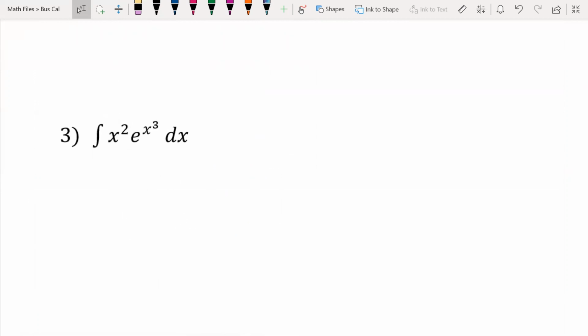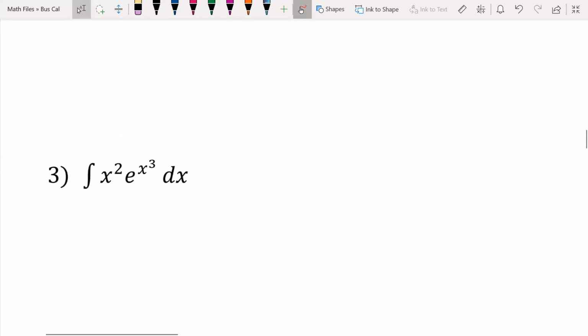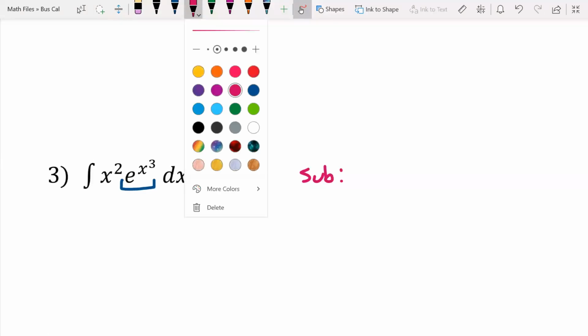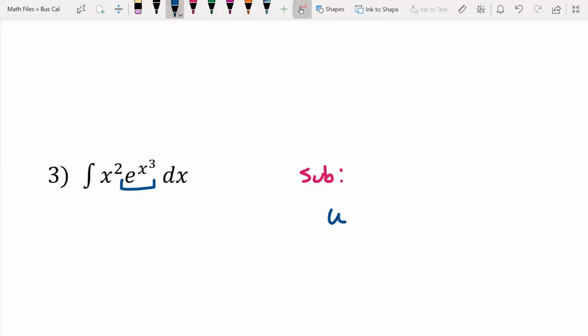Okay. 3. The integral of x squared e to the x cubed dx. Well, I'm pretty sure you know which part looks complicated already. It's definitely that e to the x cubed. So that's going to be our sub. All right. u equals e to the x cubed.